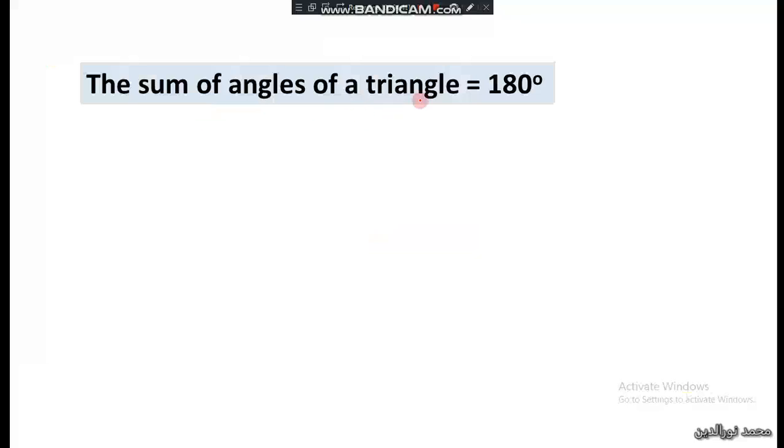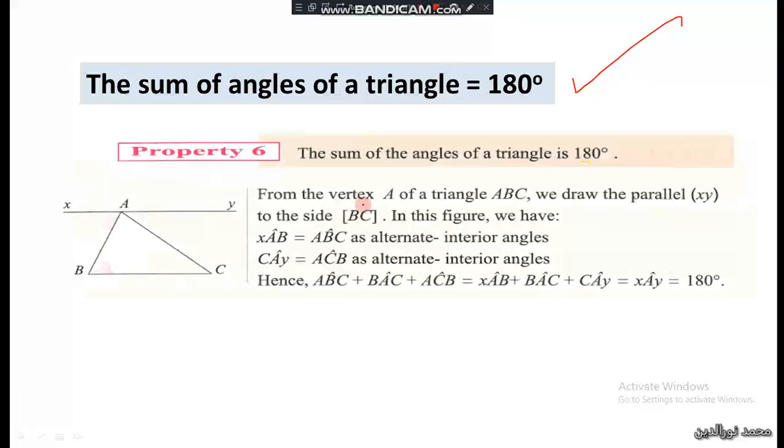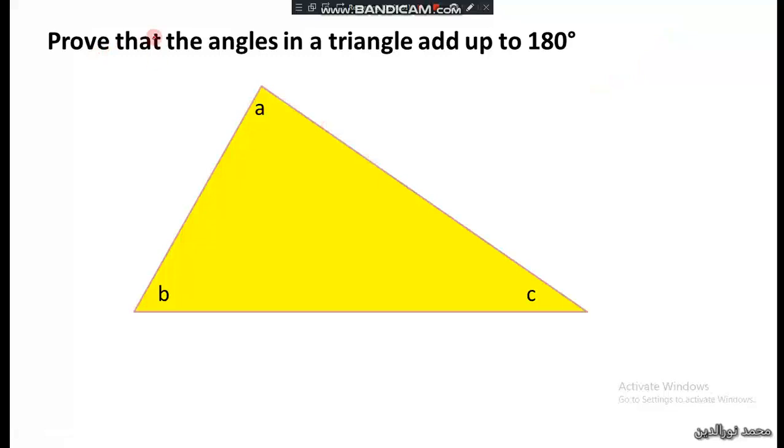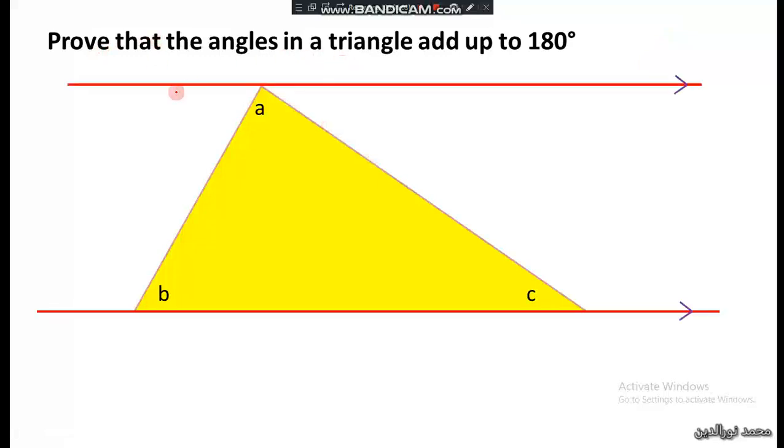And then, the sum of angles of a triangle is 180 degrees. So how do we prove that the sum of the angles of a triangle is 180 degrees? Here we have to prove the sum of angles. Let's draw a line parallel to the base of this triangle, passing through the vertex here. Then the red lines are parallel lines. As you see here, we could denote them x and y. So here we have the angles x, A, and y.